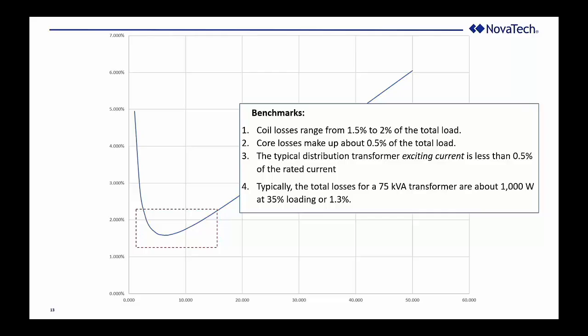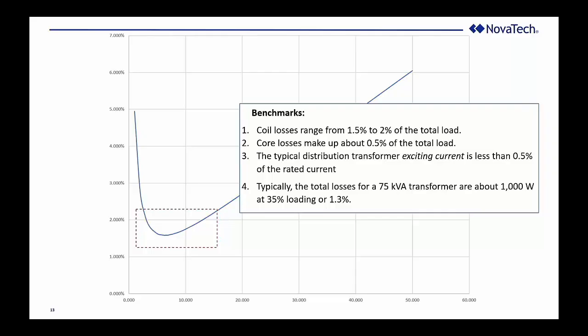The fact that the iron losses are relatively constant over the entire load range and the winding losses increase with increasing load means that the loss profile, the percent efficiency, is not linear, and there is what we might call a sweet spot where the losses run about 2% of the total load.